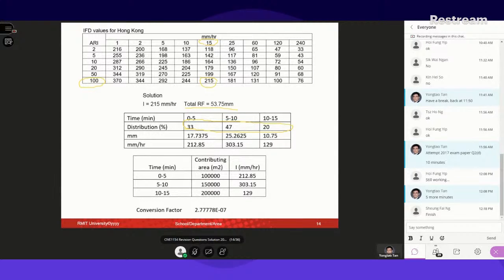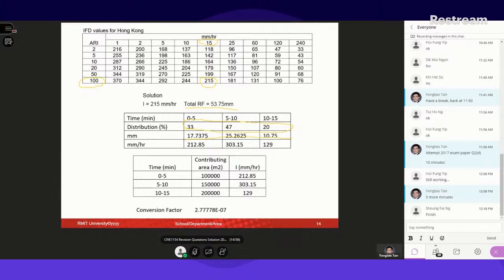Now use the distribution to get the depth of rainfall for each time interval. For example, from 0 to 5 minutes the distribution is only 33%, so it is 33% times the total rainfall. Similarly, you can get the rainfall from 5 to 10 minutes, and from 10 to 15 minutes. Then you convert that to what?